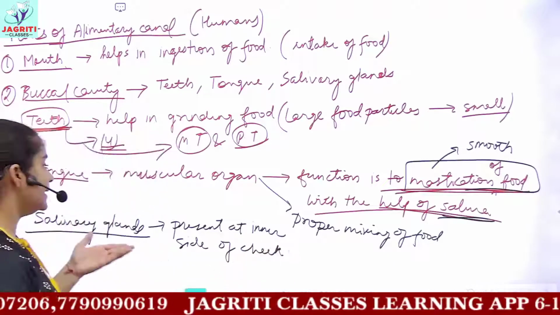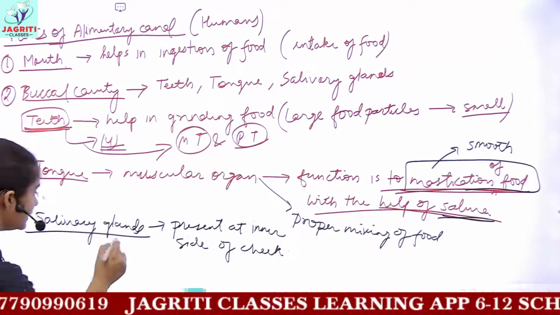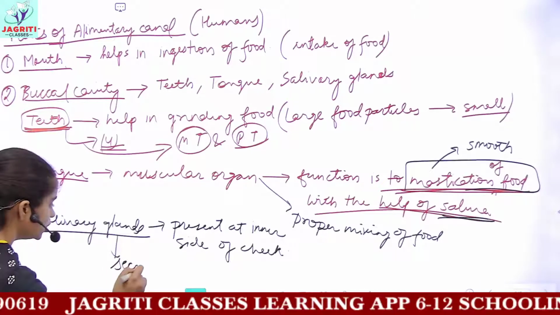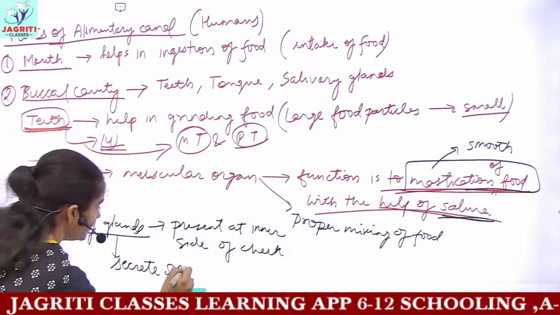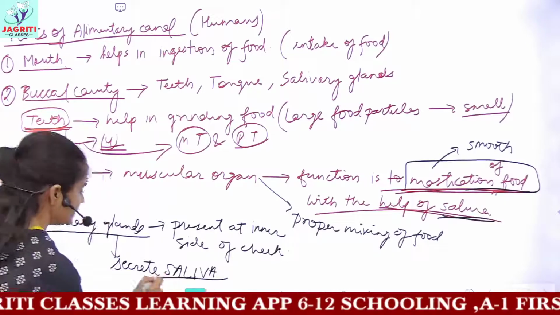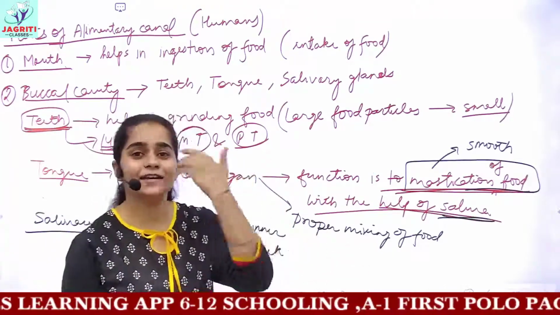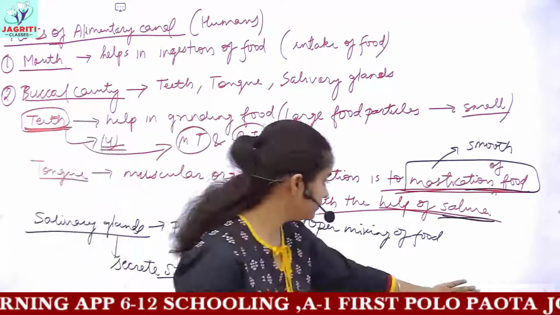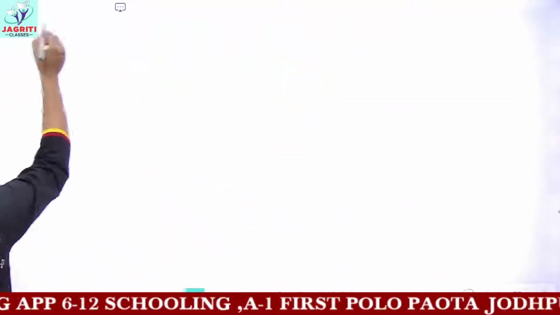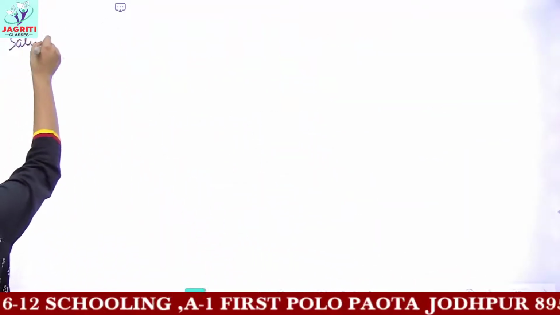Then what is the function of these salivary glands? They have the function to secrete saliva. So they secrete saliva and they are located at the inner regions of our cheek. Now we will be dealing with what is the function of saliva.